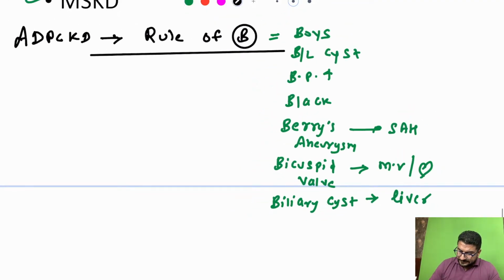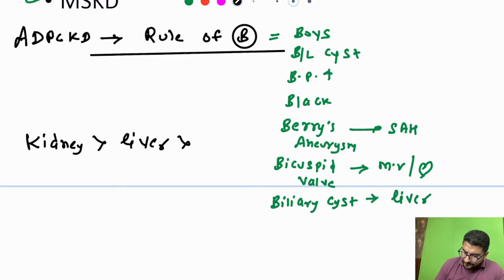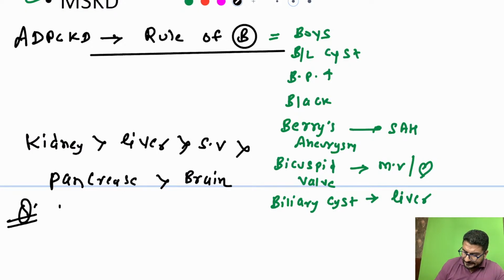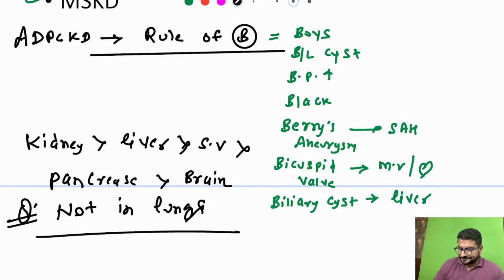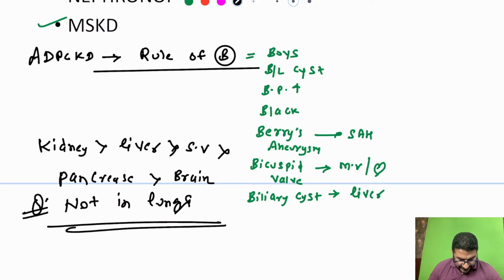So now we ask you a question: where do cysts form? Remember you will see cysts mainly in the kidney. After the kidney you can see cysts in the liver. After the liver you can see cysts in the seminal vesicles. You can see cysts in the pancreas and even in the brain. Where cysts do not form is an MCQ they ask in the exam. So the answer is lungs. You will not see cysts in the lungs. So this is something you have to remember about ADPCKD. Clear? Am I clear? Let's move ahead. So this is about your PCKD.